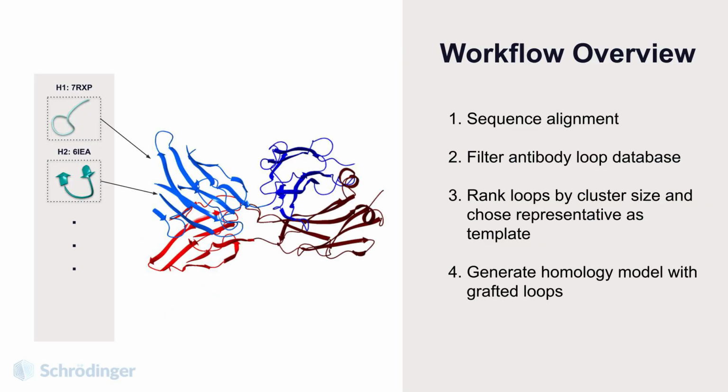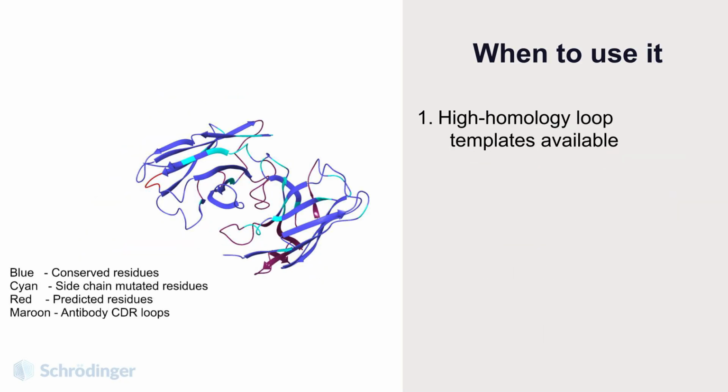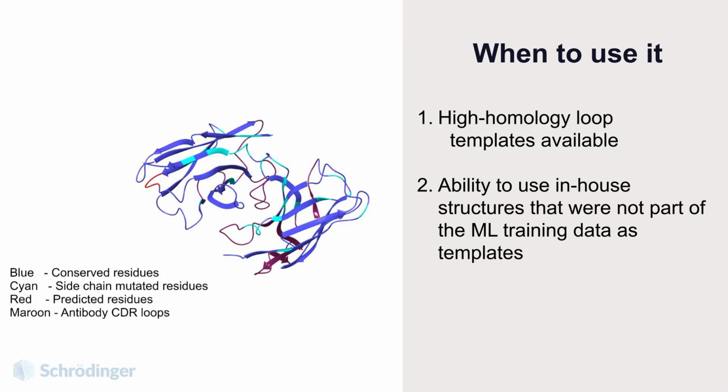An initial homology model of the framework is then made, and the CDR loops are grafted onto it. And finally, Schrödinger's Prime tool is used to repack the side chains and minimize all atoms of CDR loop residues plus other non-conserved residues. This workflow is particularly useful when high homology loop templates are available. Additionally, since the ML models are trained on public training data, template-based models are the best way to use proprietary in-house models as templates for predicting homologous structures.